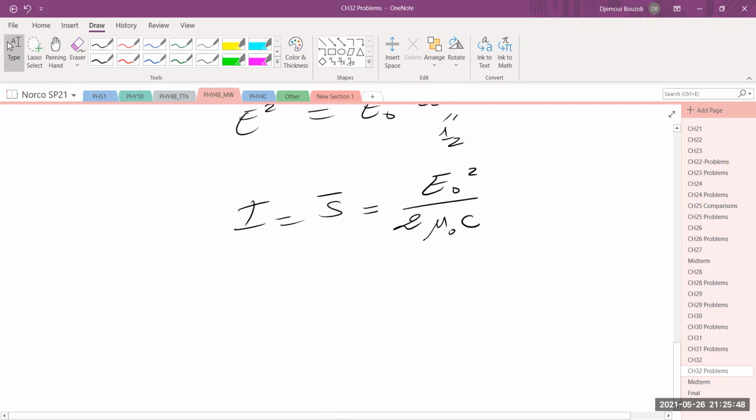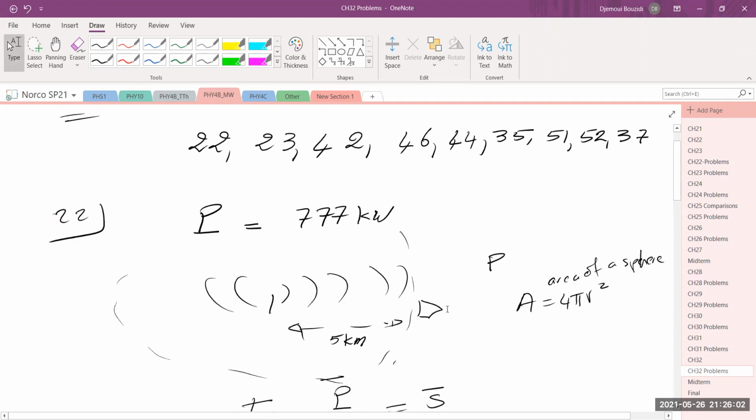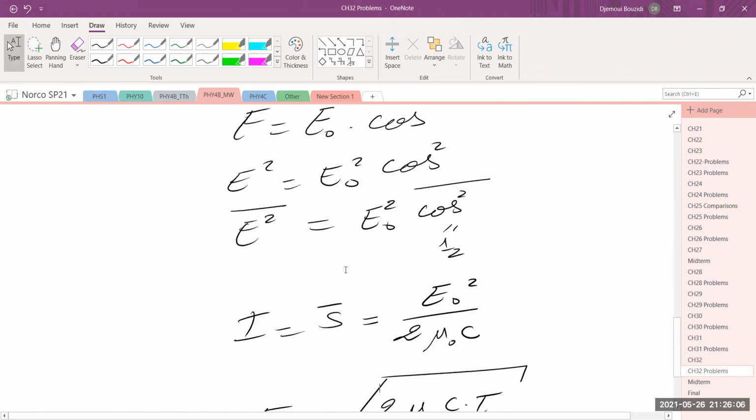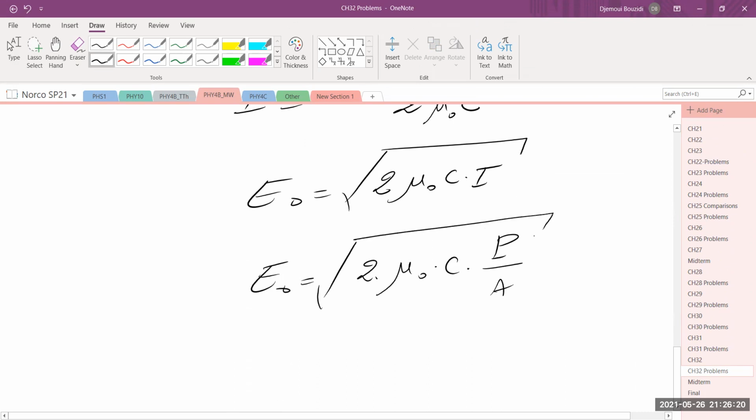From here, I should be able to find the value of E naught. E naught is equal to the square root of 2 times μ naught times C times I. And I, if you remember from this problem, is P over A. It's 777 kilowatts over the area. So this will be simply equal to the square root of 2 times μ naught times C times the power over the area. Let's plug in the numbers.